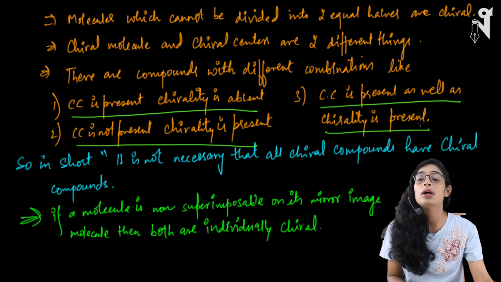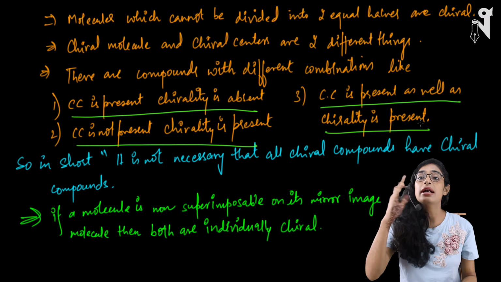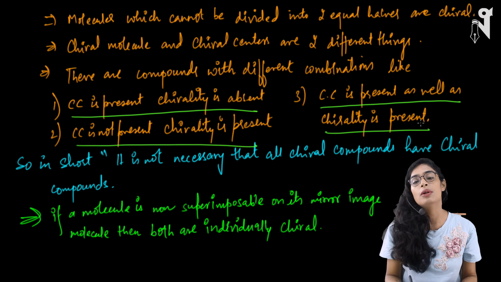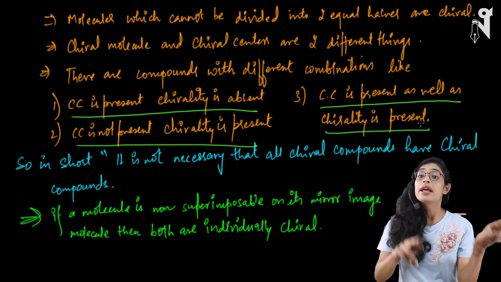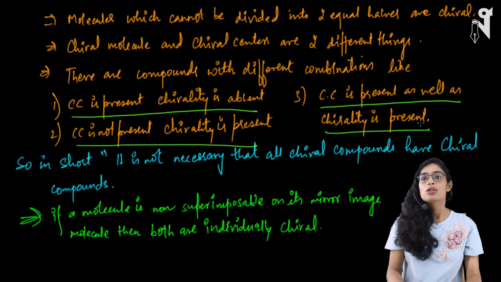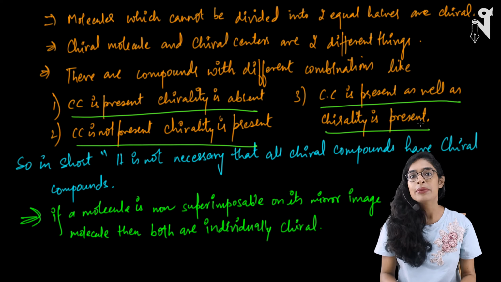So what is the way to analyze whether a molecule is chiral or not? The way of analyzing the molecule's chirality is you take a molecule and take its mirror image and see whether these mirror images are superimposable or not. Now, what is the meaning of superimposability? Let's understand. First of all, you will have to understand superimposability, then only can you understand chirality.